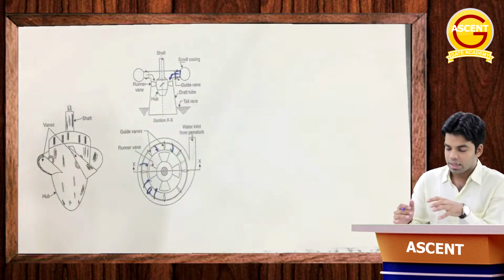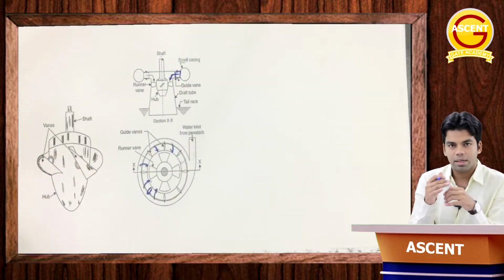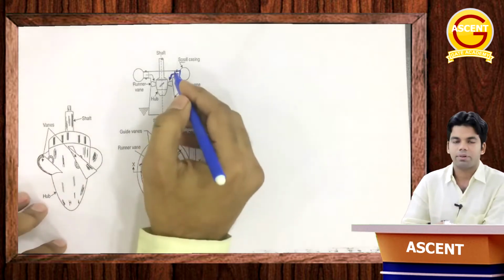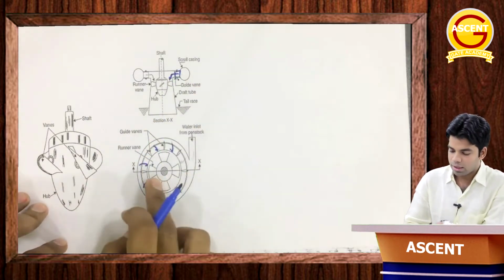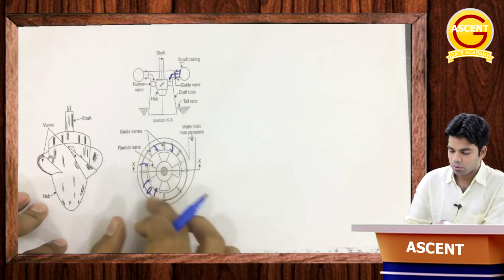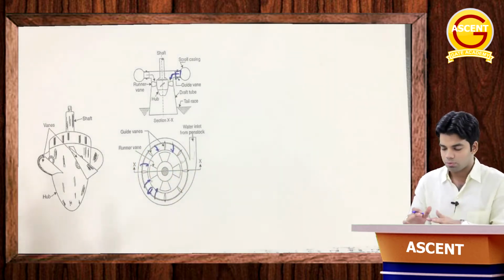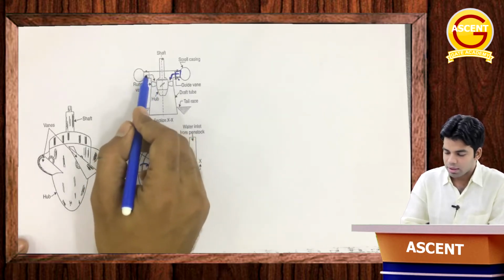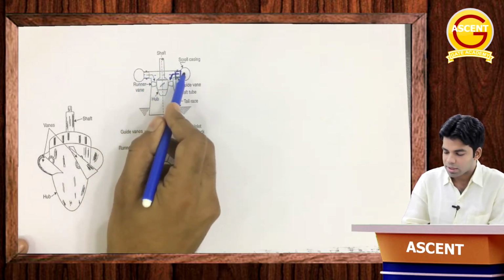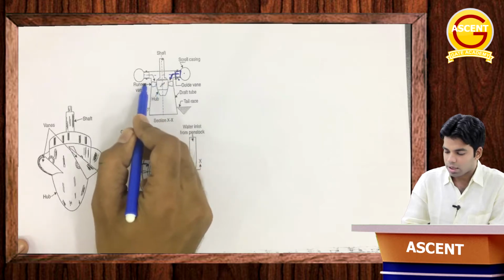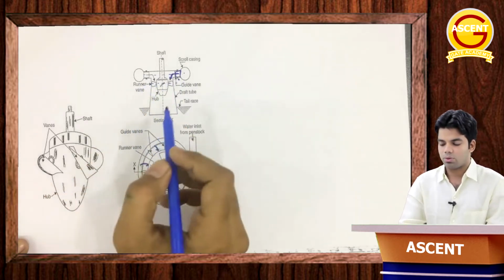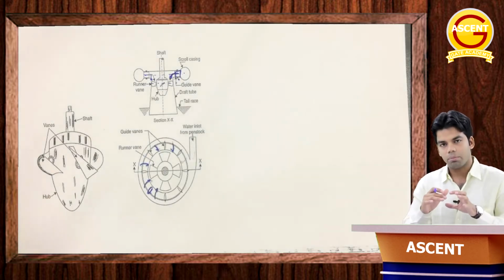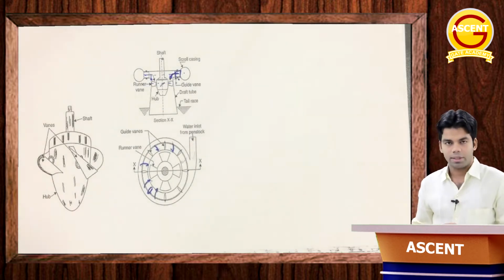And the runner, as I told you, is not at the same level; it will be below that of the guide vanes. You can see here this is the top view, so you will not see the level difference. From the top it will look like this, no doubt. But you can see the level difference here. The guide vanes are at this axis and the runner is at this axis, located below that of the guide vanes.